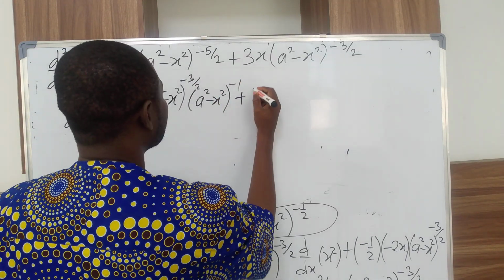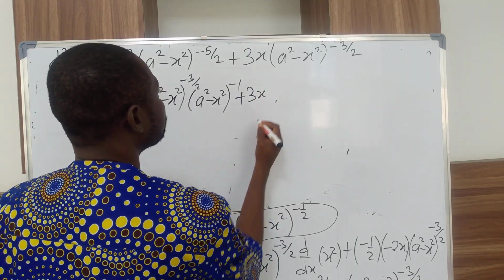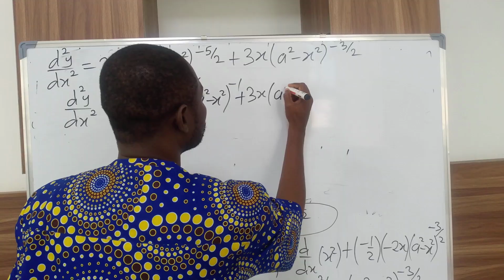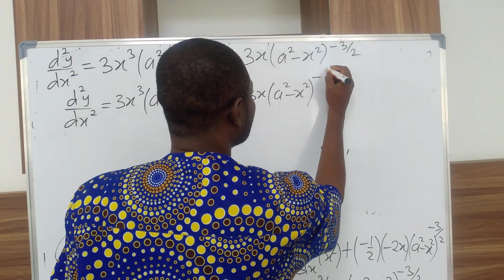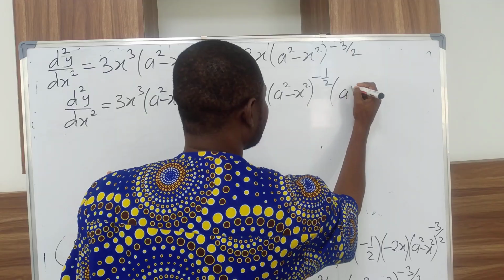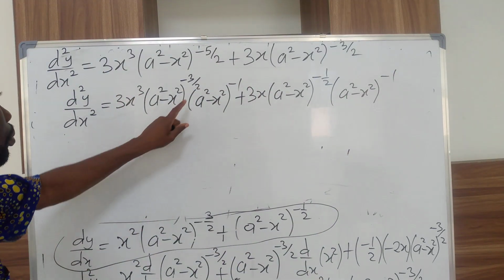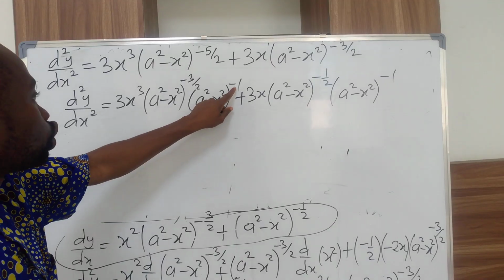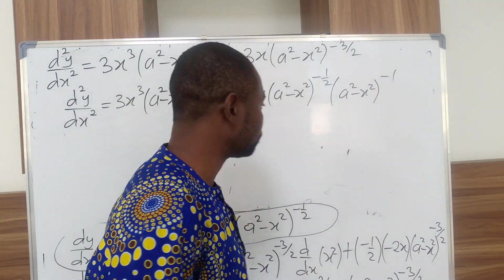and plus, again, turn this one to 3x into a squared minus x squared raised to the power minus half, then again I will have minus 1. Remember, minus 3 over 2 minus 1 will give you this one back. Minus half minus 1 will give you this one back. Alright.